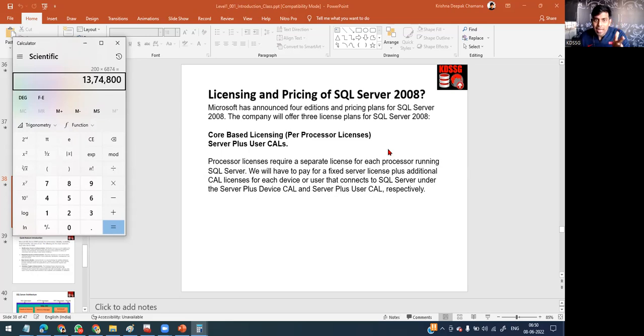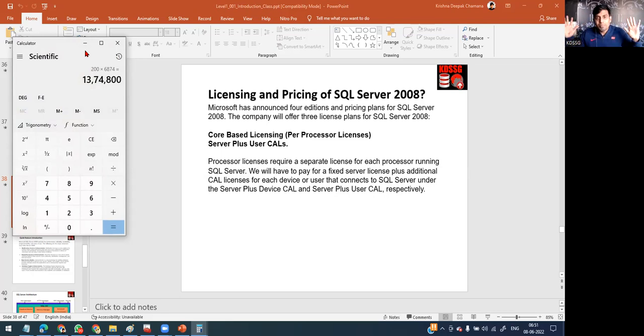Because that server has got 256 cores. So now, okay, chalo, I paid $13 lakh. But the point is, am I using it to that level? Because it's a brand new server I purchased. I don't know how many people are using it. I don't know the usability.